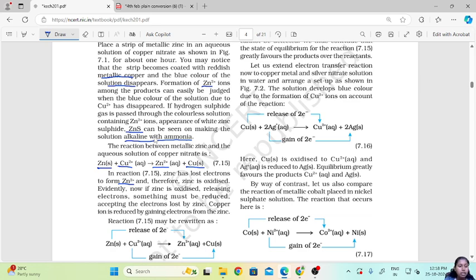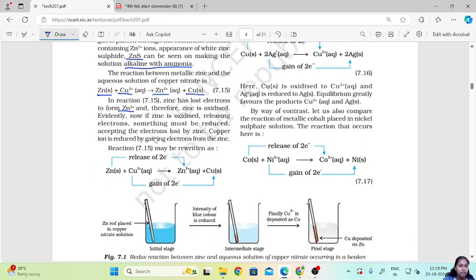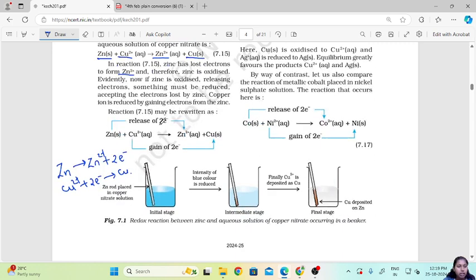So in general, if we want to write this reaction, it will be Zn forming Zn2+ by leaving 2 electrons, whereas Cu2+ accepts the 2 electrons and becomes copper. This is what basically happens in the reaction. Here it is shown: zinc releases 2 electrons and becomes Zn2+, and copper gains 2 electrons and becomes copper.